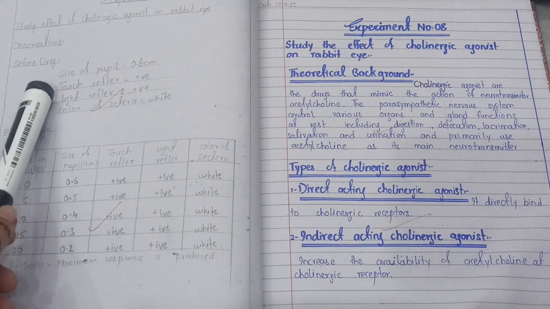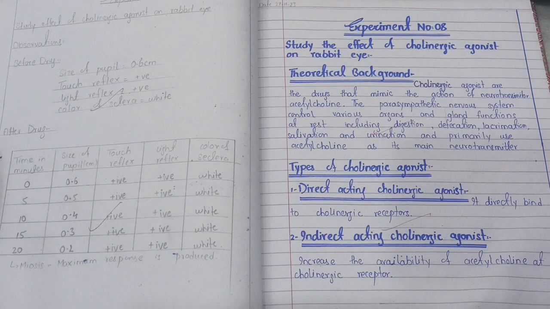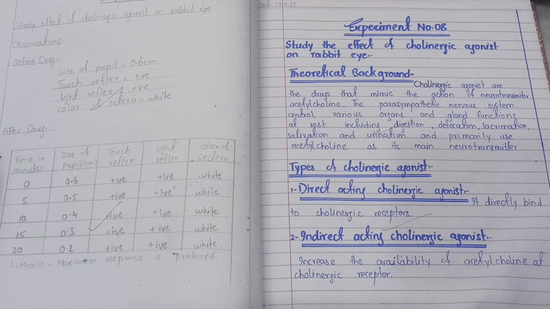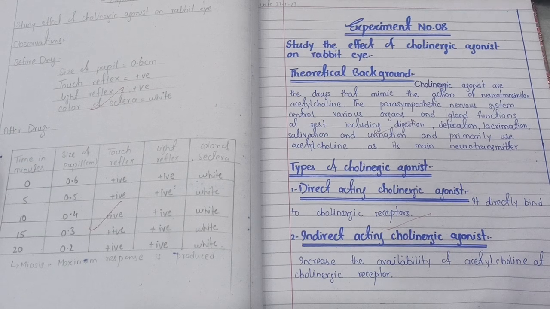Second thing, you will observe the touch reflex. How to measure the touch reflex? Touch reflex means you will touch the rabbit's eye with the help of something like cotton.